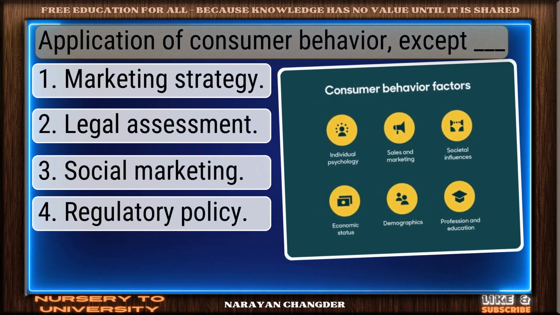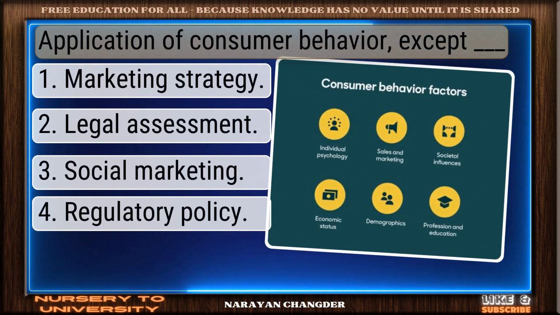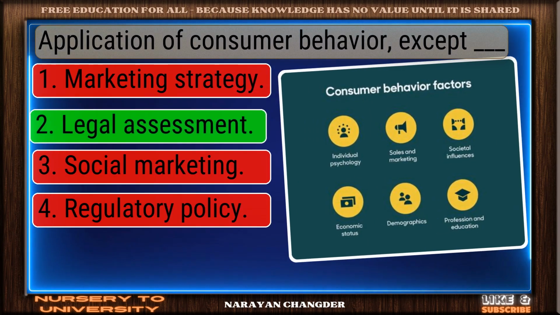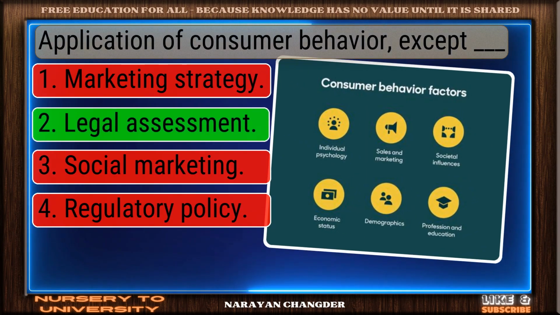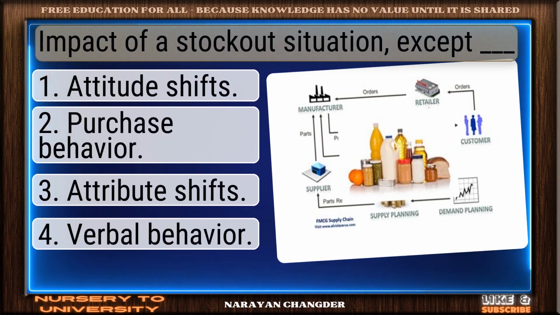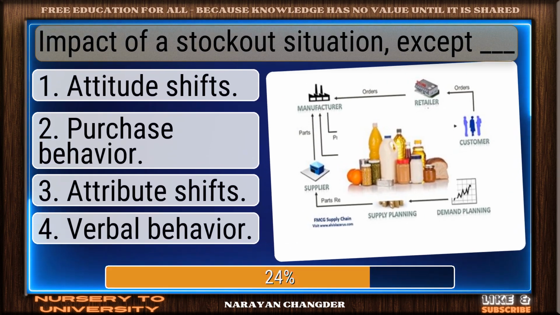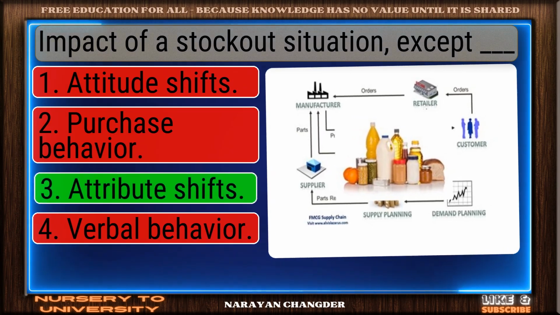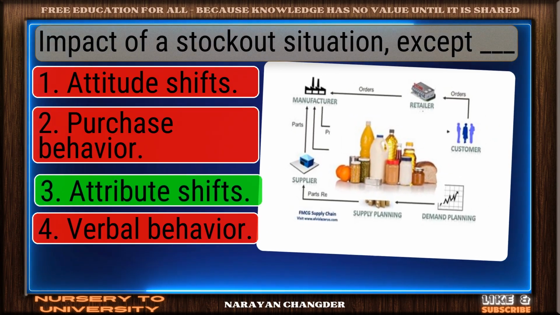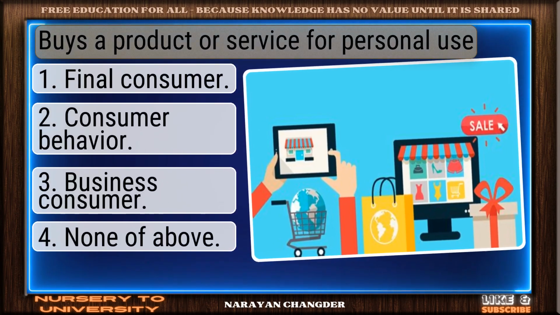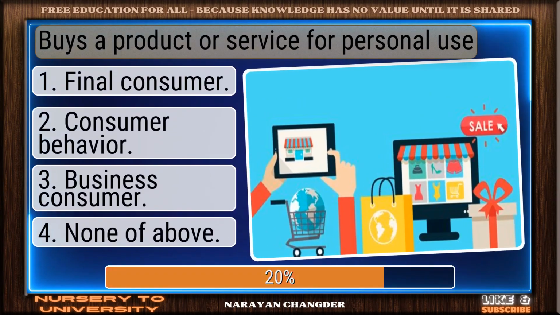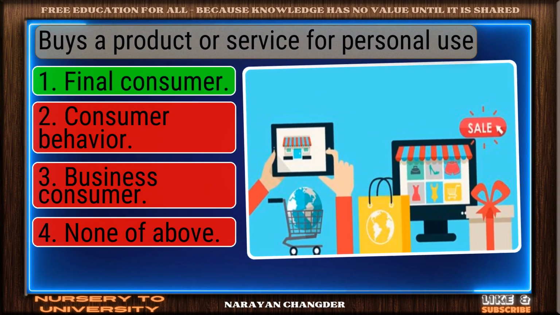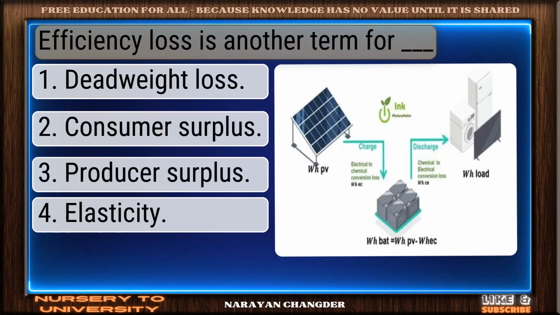Application of consumer behavior, except dash. Smart move. Legal assessment is an accurate answer. Impact of a stockout situation, except dash. Right again. Attribute shifts is a valid answer. Buys a product or service for personal use. You chose final consumer, and it is correct.